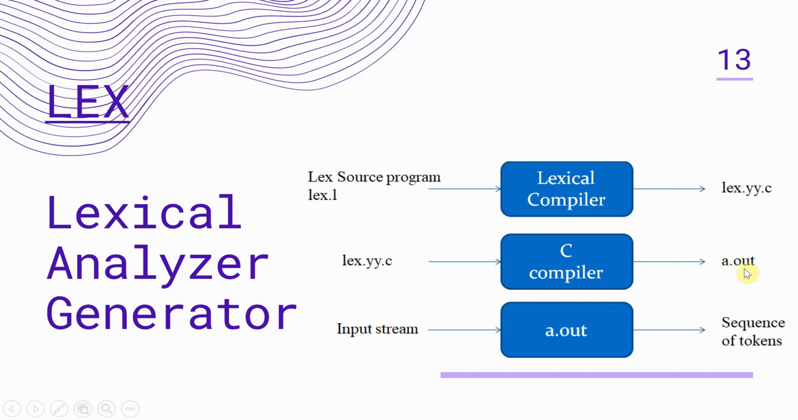Once you get this a.out file, you give your input stream to it, and the output you get is the sequence of tokens, which is the output of lexical analysis.